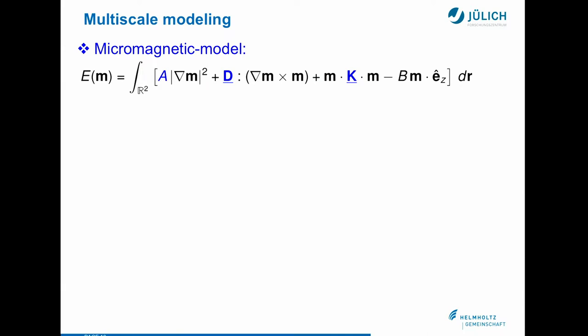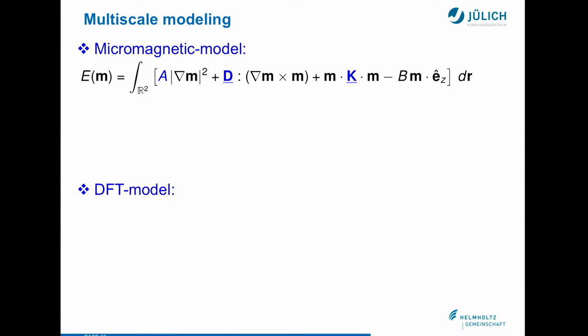And this interaction is called the Dzyaloshinskii-Moriya interaction. And this Dzyaloshinskii-Moriya interaction, and that is typical for many of these things, you can only have if you have spin-orbit interaction and you need a solid which has a broken inversion symmetry. For example, an interface or a bulk broken inversion symmetry.